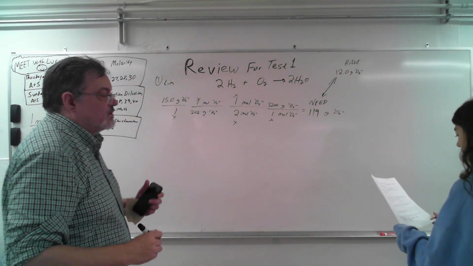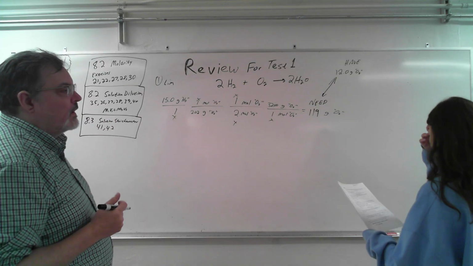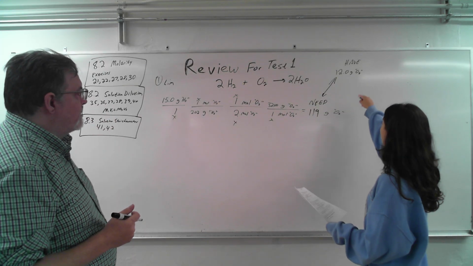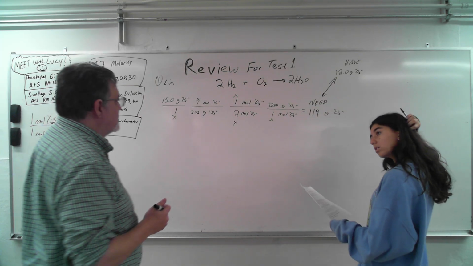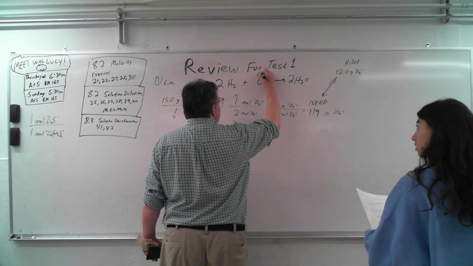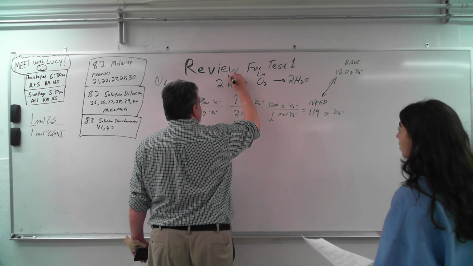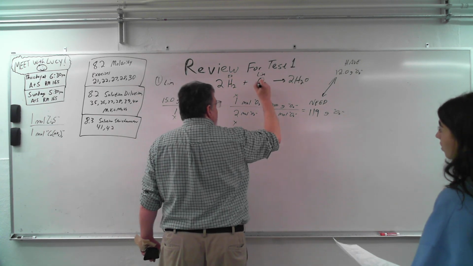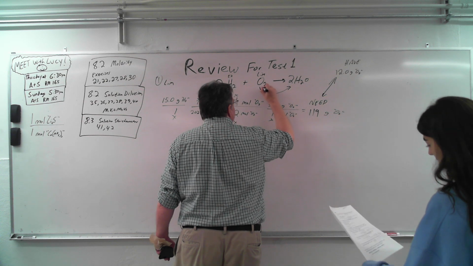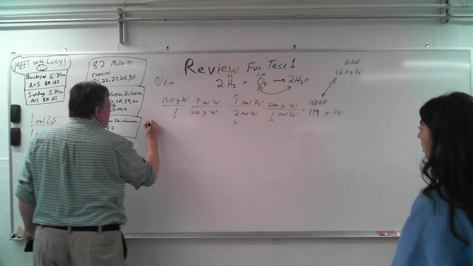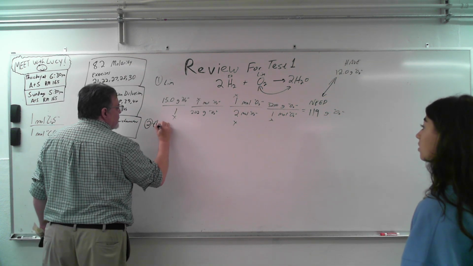So what's your conclusion there? So O2 is our limiting. Yes. So now we know that's limiting, and this is excess. And that tells us we need to use this to predict our product. So that's the next long walk. Find the theoretical yield.